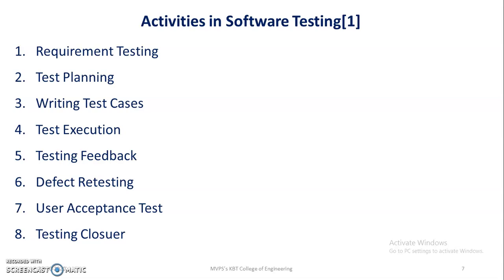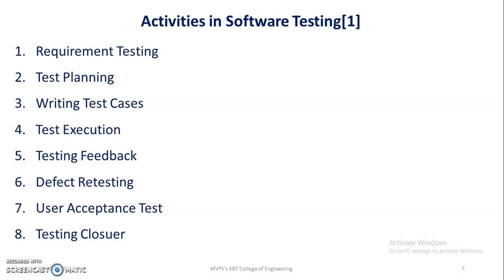Next activity is testing feedback. After the test execution, the testing results and defect reports should be reported to the development team to start fixing them, that is, the defects or bugs. So in this activity, that is testing feedback, the defect report or testing result should be communicated to the development team.